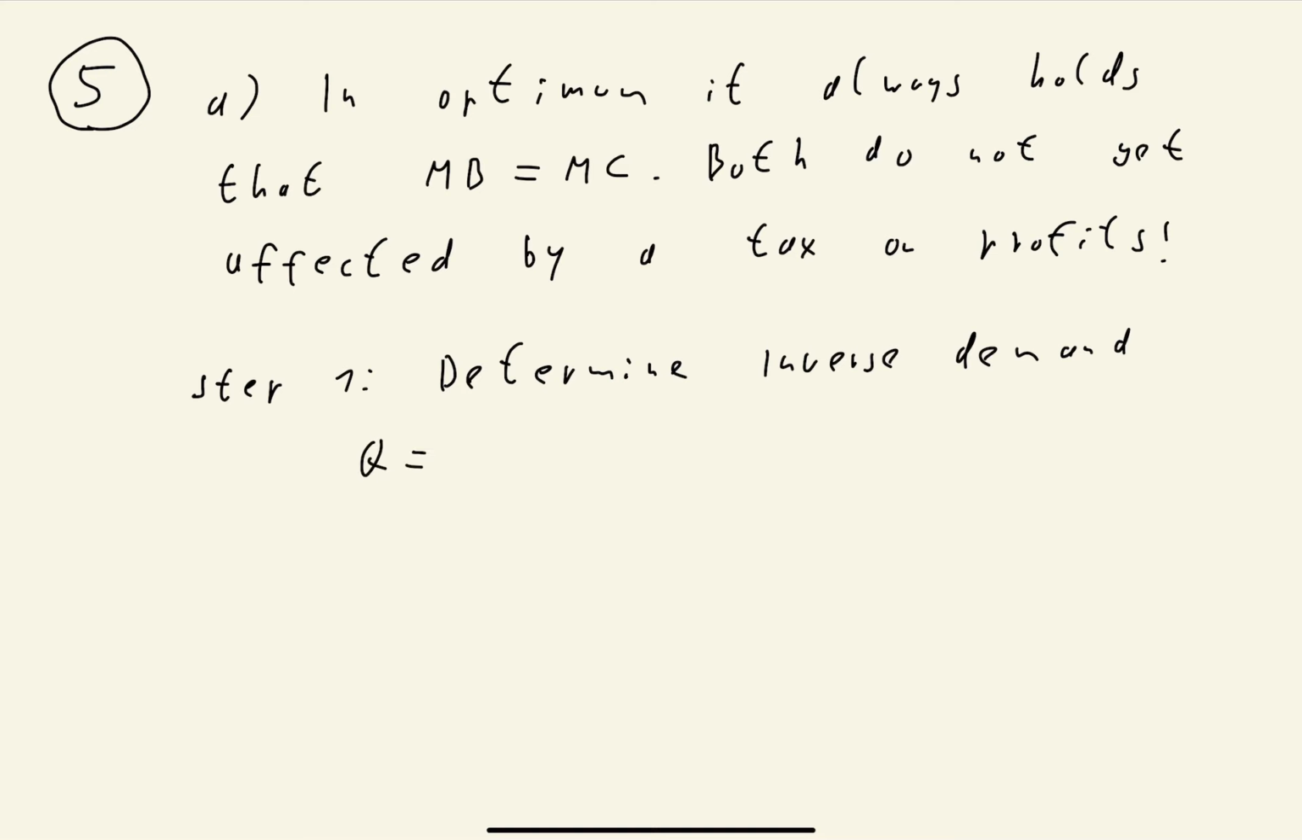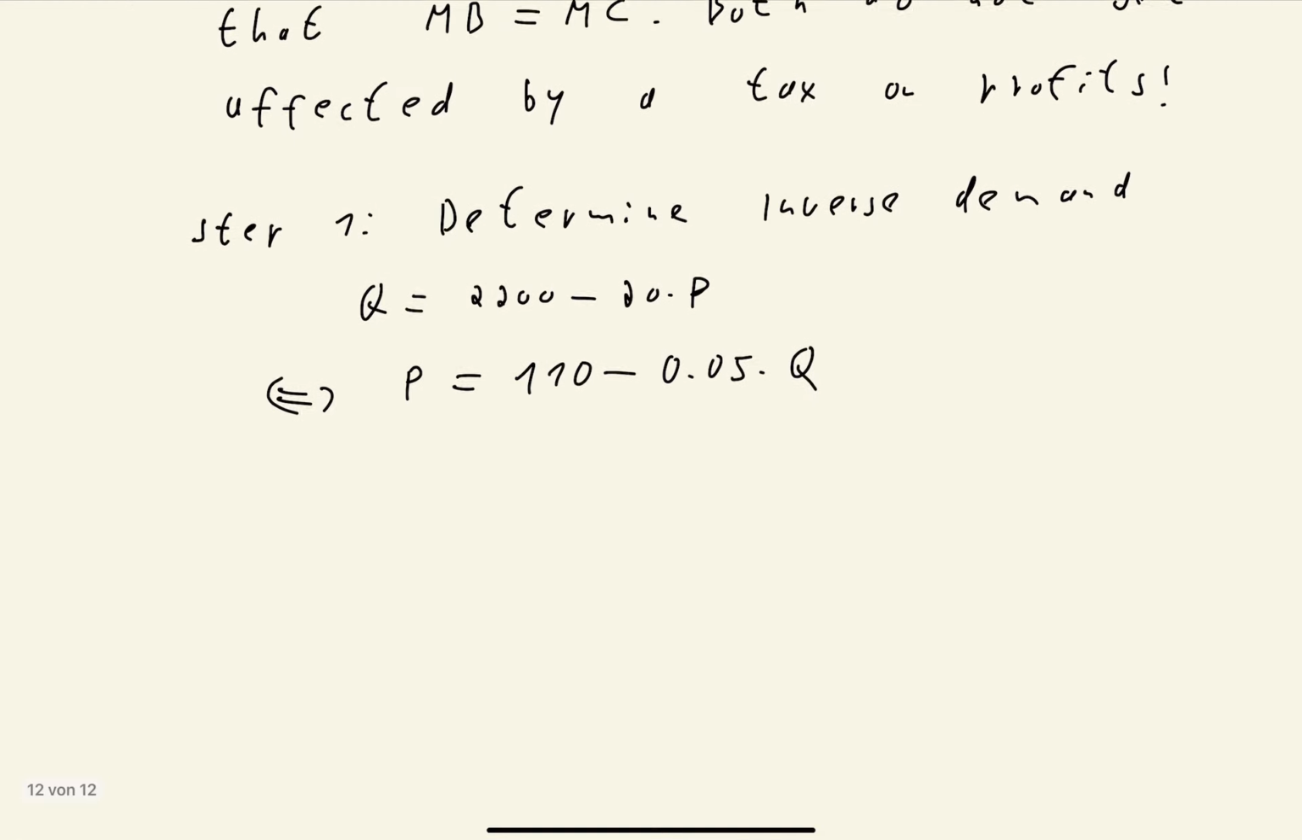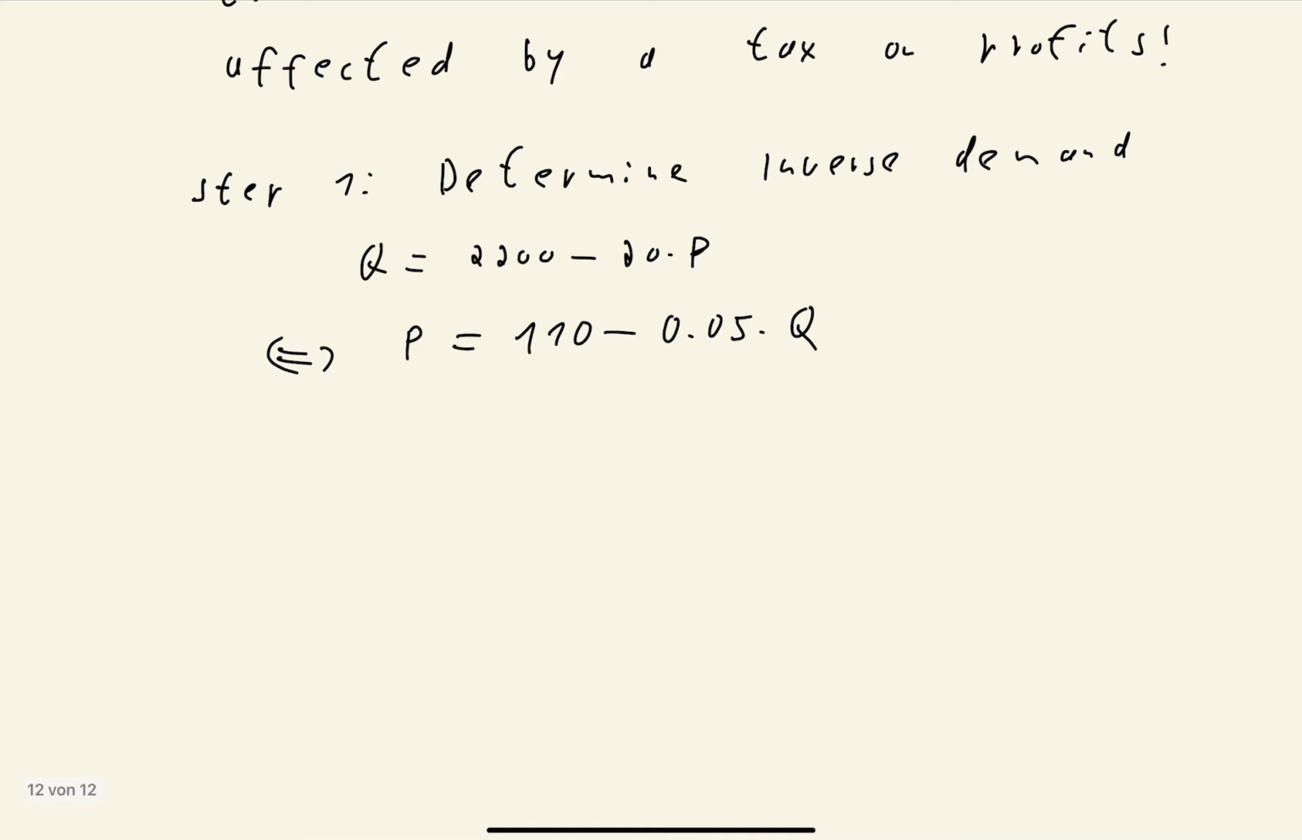So Q is equal to 2,200 minus 20 times P. And if we solve this for the price, what we get is that the price is equal to 110 minus 0.05 times Q. And this is now the inverse demand. And with the inverse demand, we can calculate the revenue. So step 2 is the marginal revenue. This is what we need now.